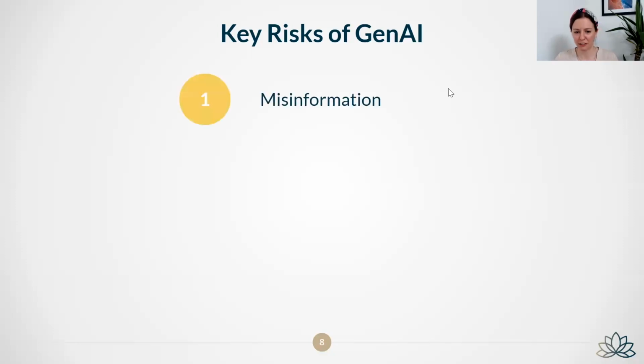So the first key risk of Gen AI is misinformation. I think there's been a lot talked about in the media about generative AI. In the absence of any data, it will make stuff up. It does what's called hallucinations.